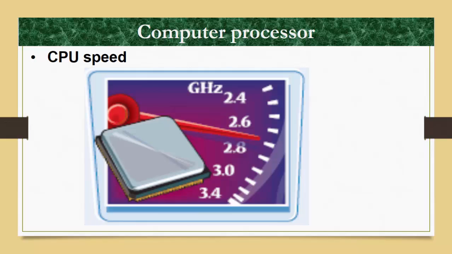CPU speed. The best characteristic of a CPU or microprocessor is its speed. The most common measure of a CPU is its speed. The speed is measured in cycles per second, or hertz, Hz, where a cycle represents a single task performed by the CPU, such as adding two numbers. CPU speeds are usually measured in gigahertz, or billions of cycles per second.